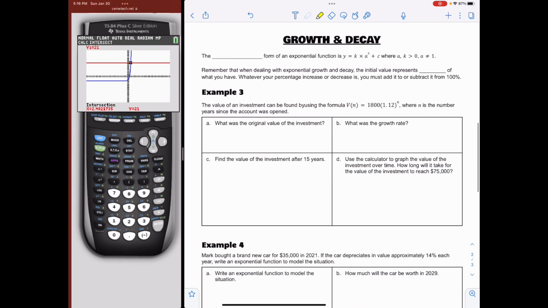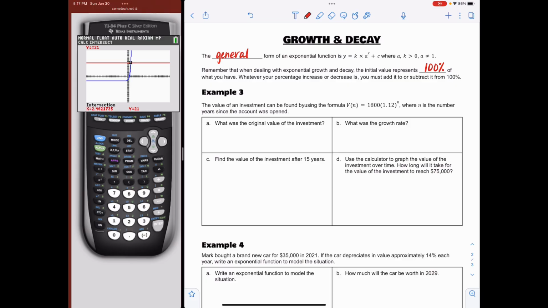So when you start talking about growth and decay, you have to understand that the general form of an exponential function is written in the form of y is equal to k times a to the power of x plus c, where a and k have to be greater than 0 and a is not equal to 1. All right, so it says remember that when you are dealing with an exponential growth and decay, the initial value represents 100% of what you have. Whatever your percentage increase or decrease is, you must add to it or subtract it from 100. All right, so you always start with 100%.